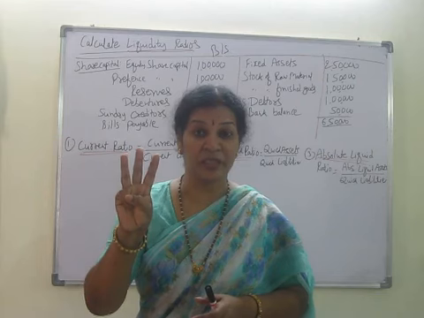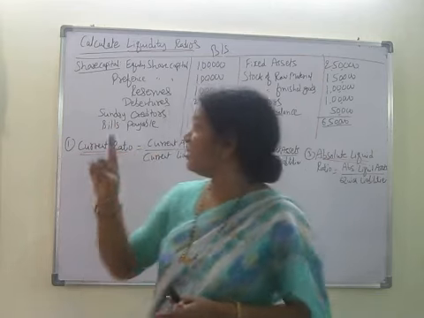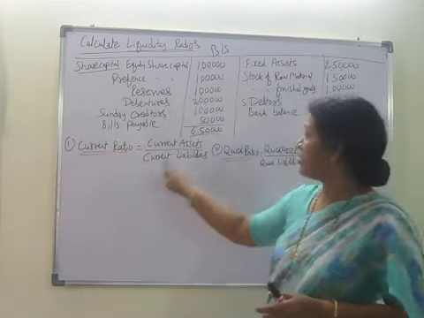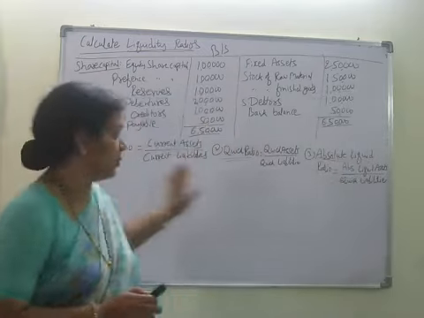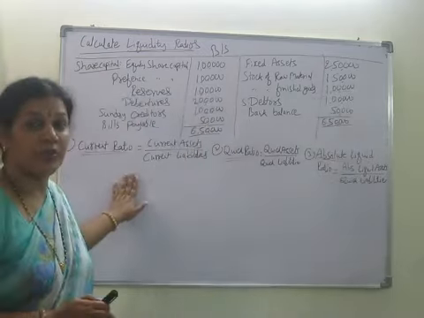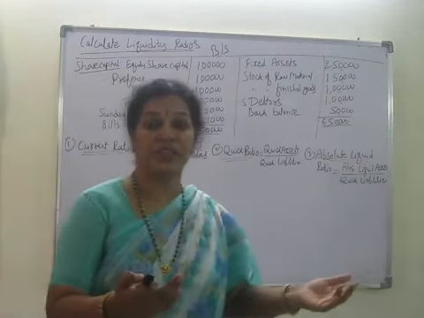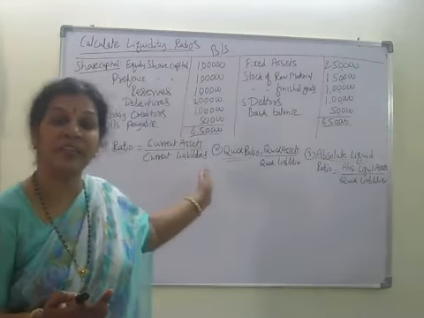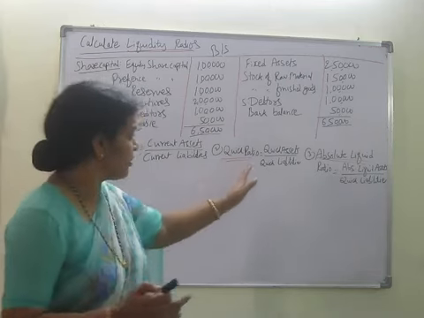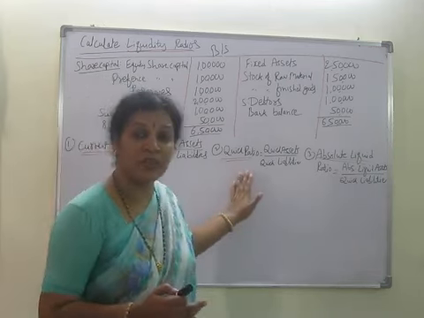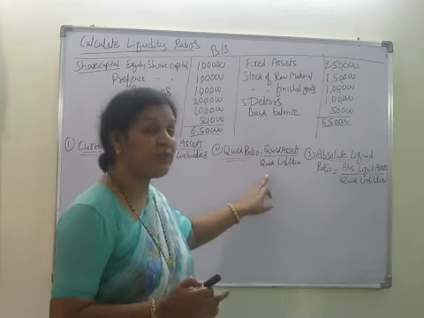We have three kinds of liquidity ratios. One is the current ratio, second one is the quick ratio, and third one is the absolute liquid ratio. The formula for the current ratio is current assets by current liabilities. Simple, current assets by current liabilities. And the second one is the quick ratio. The formula for the quick ratio is quick assets by quick liabilities.